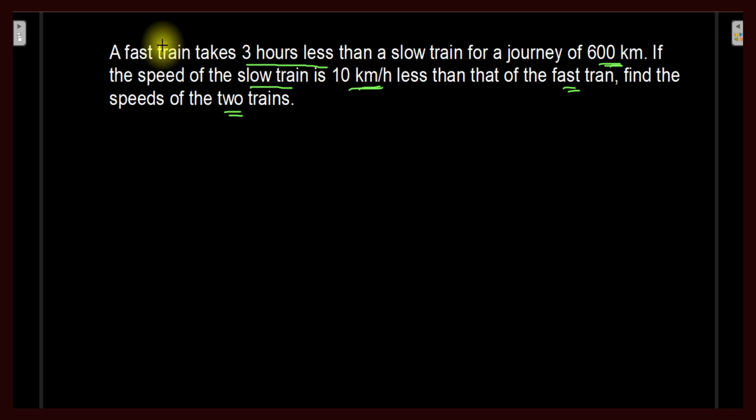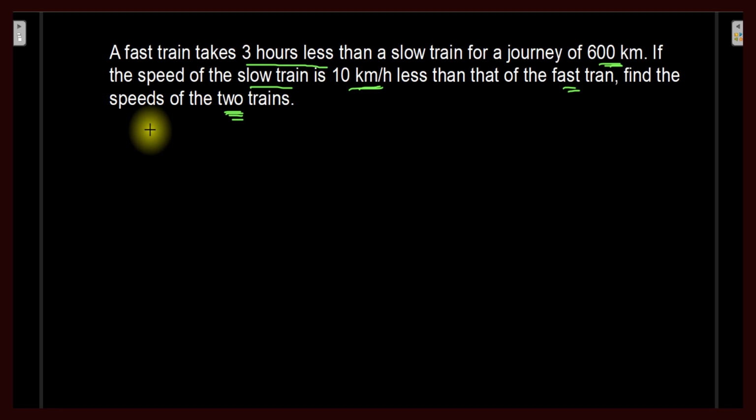Here friends, there are two trains. One is the fast train and the other is the slow train, and the total distance is 600 km. The fast train takes 3 hours less than that of the slow train, and we have to find the speeds of the two trains when it is given that the speed of the slow train is 10 km per hour less than that of the fast train.